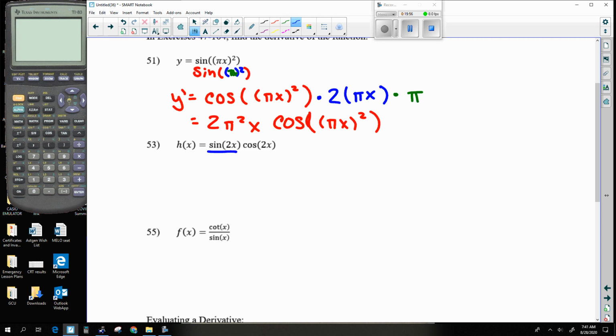So the first piece is the sine, the second piece is this cosine. They both have a chain rule on there. So the derivative of this is, I'll take the derivative of the blue, so sine goes to cosine, but the inside is a 2x, times the derivative of that inside, so that's 2. Leave the second piece alone.